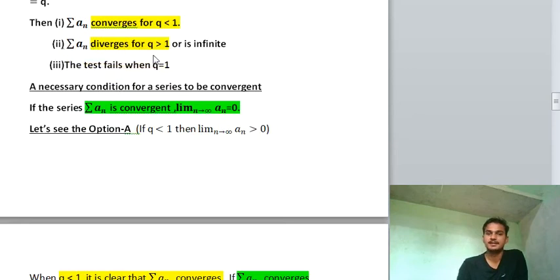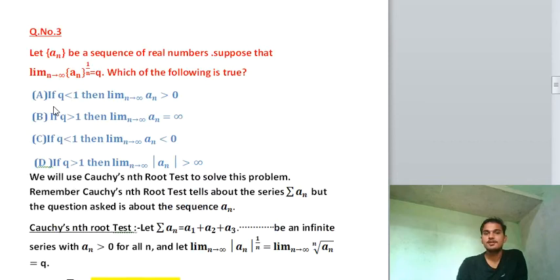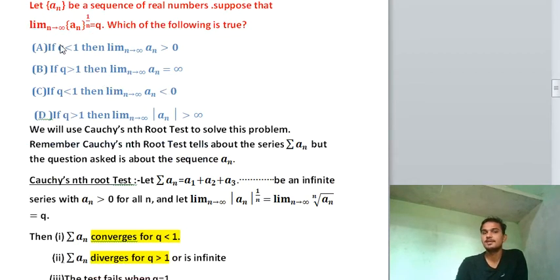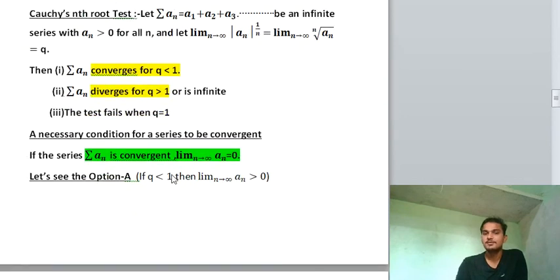Let's see option A. So what does option A tell? If q is lesser than 1, then the limit of a_n is greater than 0. What is q? Q is the limit of a_n to the power 1 by n. So option A is saying that if the limit of a_n to the power 1 by n is lesser than 1, then the limit of a_n is greater than 0.